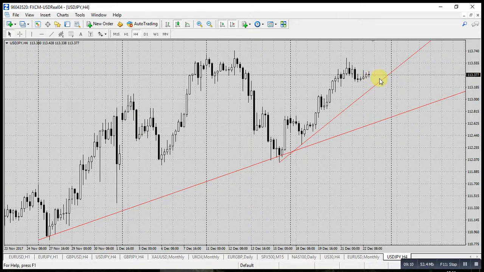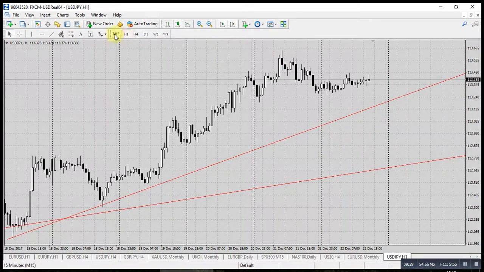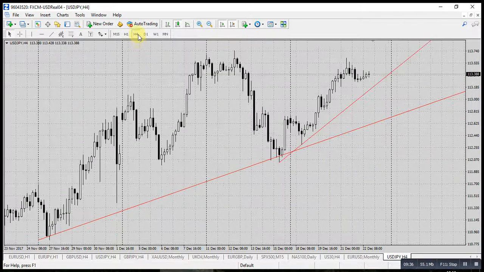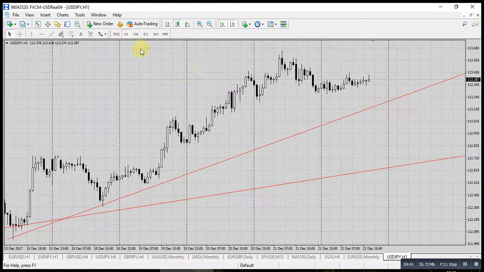Otherwise, if this line will be broken, the next step can be here. Lower H4, how can I say, it's with a lot of false signals. You see, you can draw trend lines on H1 too, but I wouldn't suggest doing that, because just draw your last trend line on H4 and wait for your signal on H1. I think that will be appropriate.